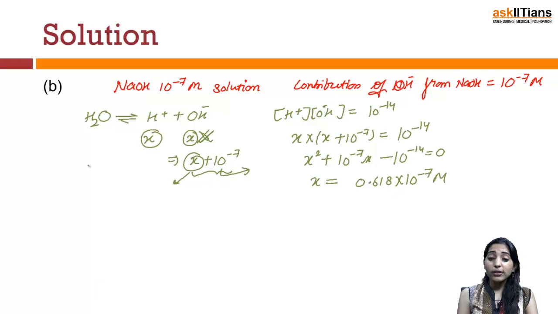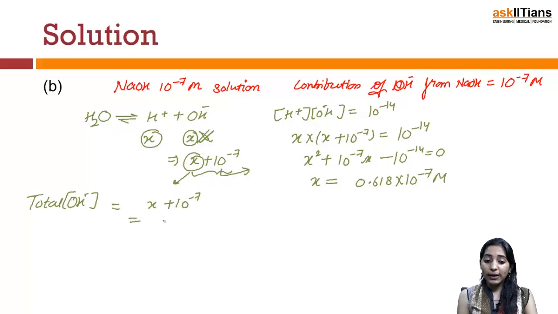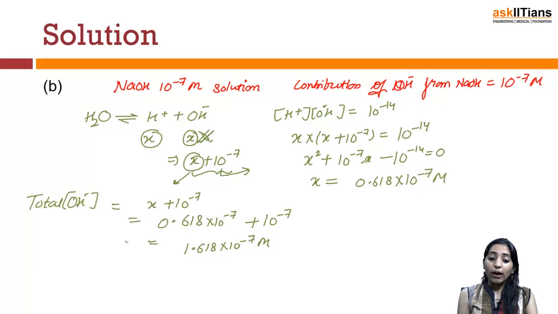Now let us see what will be the total number of OH minus present in the solution. So I can say the total concentration of OH minus present in the solution will be X plus 10 to the power minus 7. So here the value will be coming out to be 0.618 into 10 to the power minus 7 plus 10 to the power minus 7. Now if I solve this equation, I'll get the value as 1.618 into 10 to the power minus 7 molar. Now taking this value of OH minus as this, I can say that we will be able to find the concentration of H positive using the similar formula.